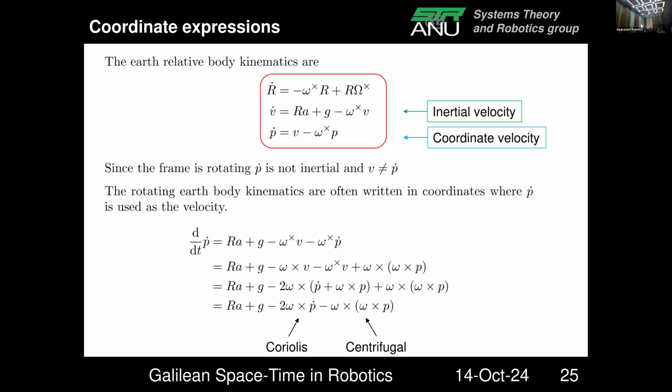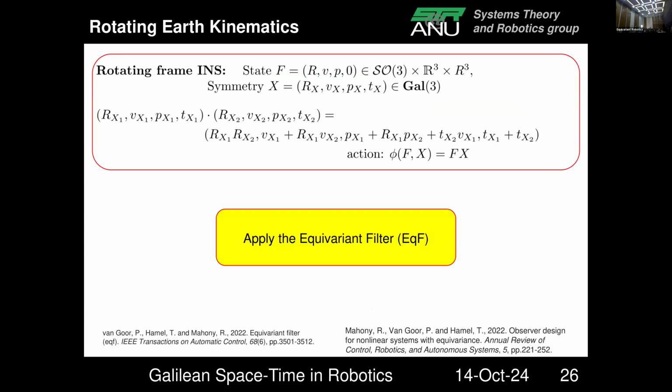And indeed, these equations don't have symmetry, and these equations do have symmetry. So you can study this as a left invariant system, a group affine system on the Galilean group. This does not have symmetry. Okay, you can't apply it very easily.